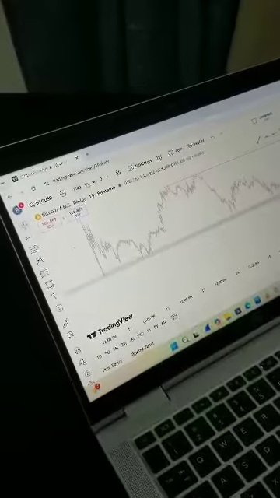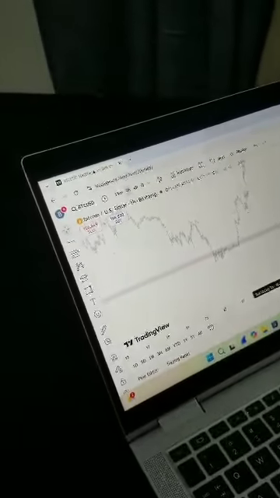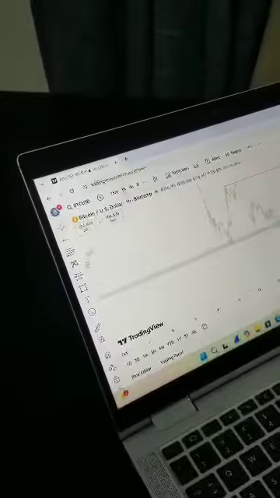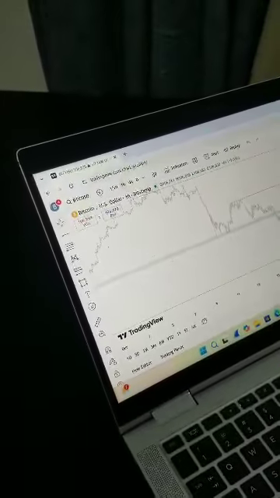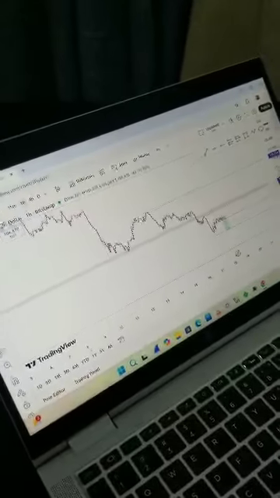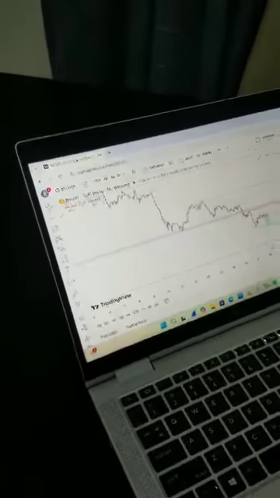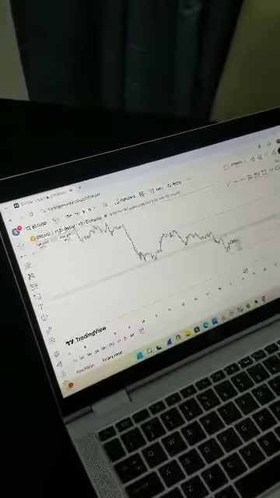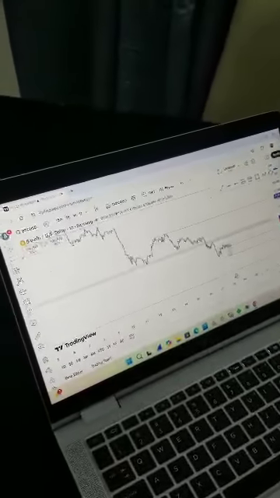Looking at this, this was a level where buyers were sitting for a very long time. Let's go to the 1 hour time frame. For me, I don't use any indicator. The only thing I use to trade is just technical analysis. I don't try to complicate things for myself.